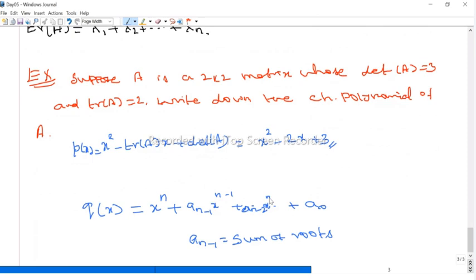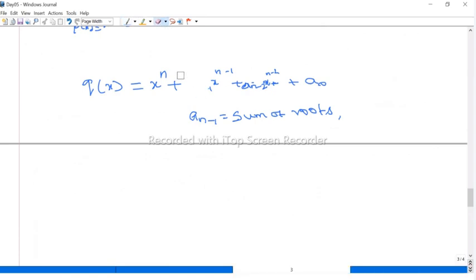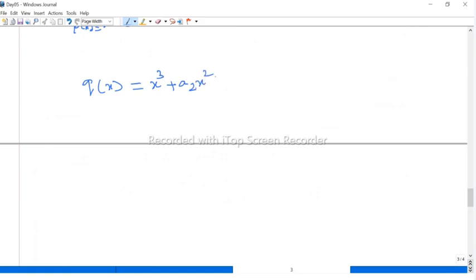What is the next term, a n minus 2 x power n minus 2? It is the sum of products of two roots, for example alpha beta, beta gamma. Suppose we have three roots. If we take a 3 by 3 matrix, a third degree polynomial, we can easily understand. The coefficient of x square is the sum of the roots, and the constant term is the product of the roots. So any third degree polynomial is of the form x cube plus a2 x square plus a1 x plus a constant term.